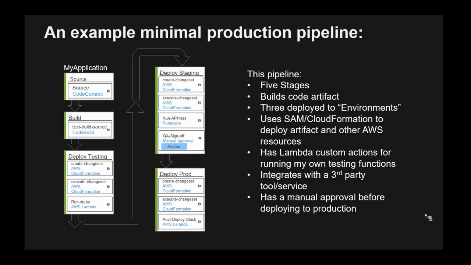In this case, I'm using change sets, create, and execute as actions inside of each of these. And then I have a number of other actions. So I have an action called run stubs again to test my Lambda function. I can call out to run scope, which is a third-party API testing service. You also see here in the deploy staging stage that I have a manual approval that maybe I allow my QA team to do a sign-off on. And then lastly, once I deploy inside of my deployment stage to prod, I have the ability to call a Lambda function that is going to put a notification in a Slack channel to say that a deploy happened.